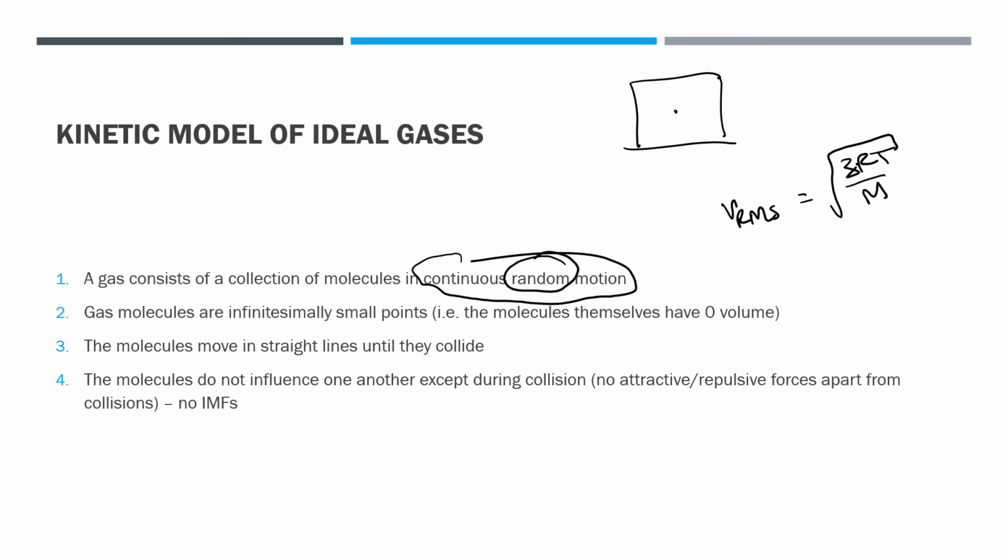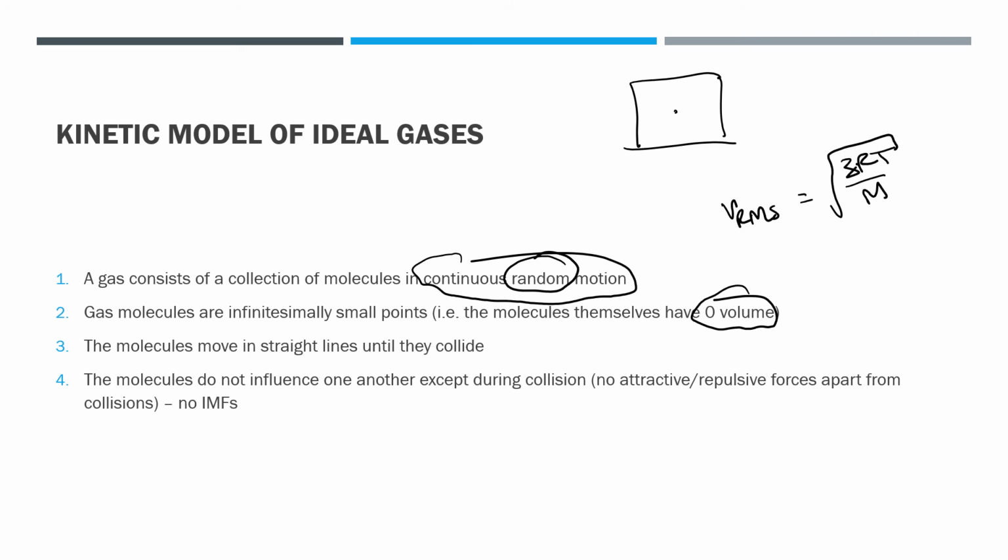So basically all 3 directions are equivalent, right? That's essentially what this first point means, and it's really important to the derivation. The second point is that gas molecules are infinitesimally small points, which means that the molecules themselves have 0 volume.